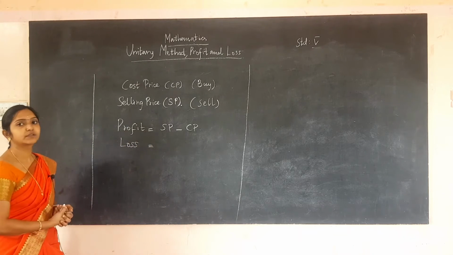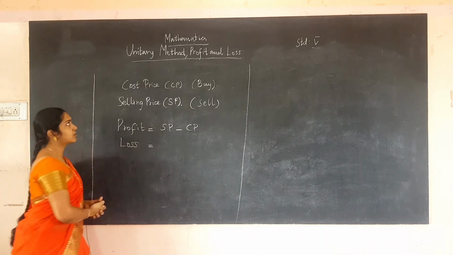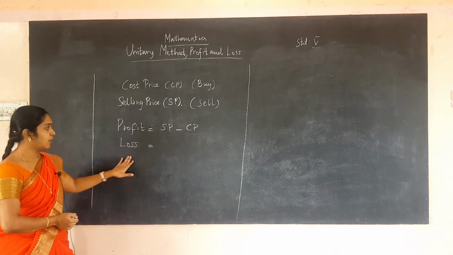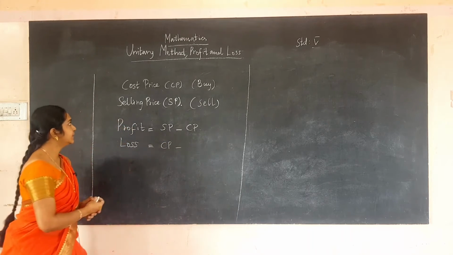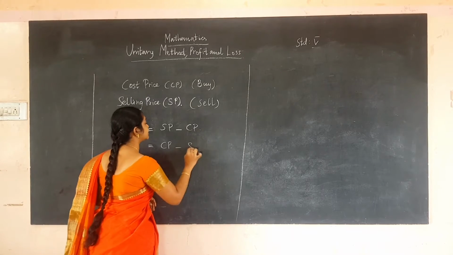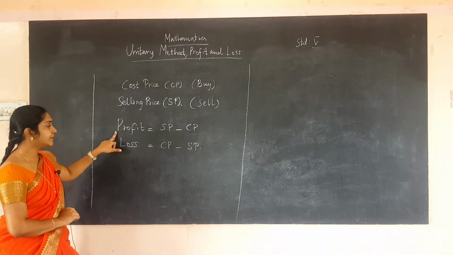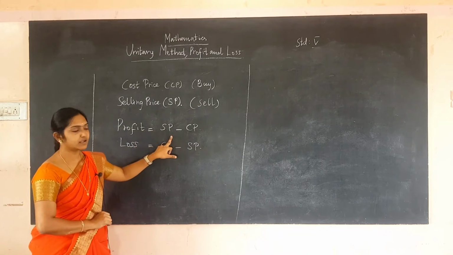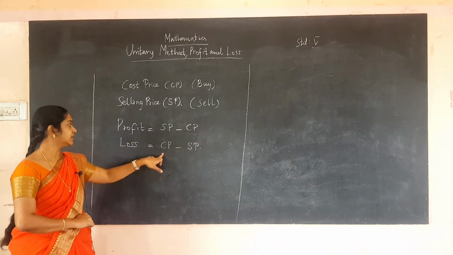Loss is if the selling price is less than the cost price, then it is a loss for us. To find the loss, we have to reduce selling price from cost price. For profit, selling price will be larger. For loss, cost price will be the larger.